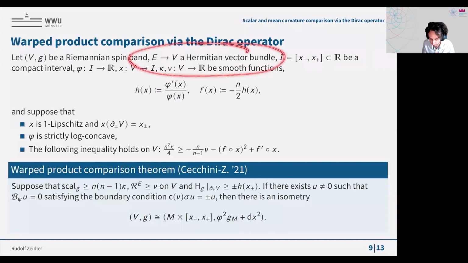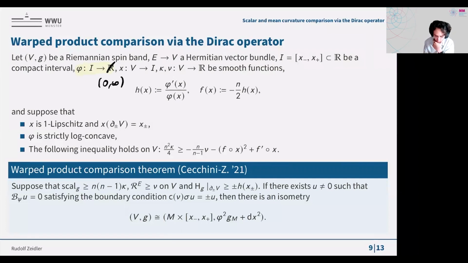So we choose an additional Hermitian vector bundle as well, and let's say we have some compact interval and we have a bunch of functions. I will explain what they mean geometrically. So first of all, we have a function phi, which should go into the positive real numbers, and which is the function that's used to describe a warped product. So this is the warping function.